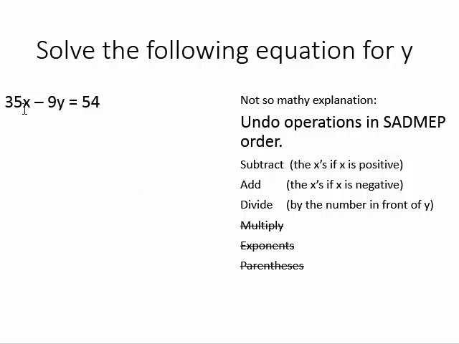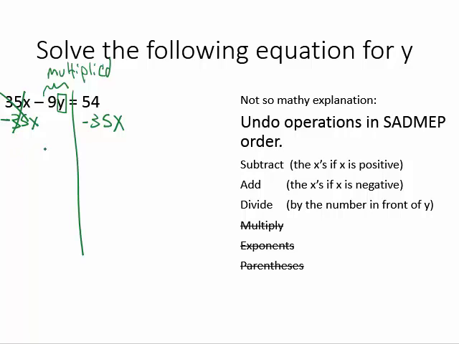So here's our equation: 35x minus 9y is equal to 54. Our goal is to get y by itself. Now notice, negative 9 next to y means that they're being multiplied. So we can't just add 9 to both sides, unfortunately. But we can get rid of that 35x on the left-hand side by subtracting 35x from both sides. Because if we subtract 35x's from 35x's, we end up with no x's on the left-hand side.